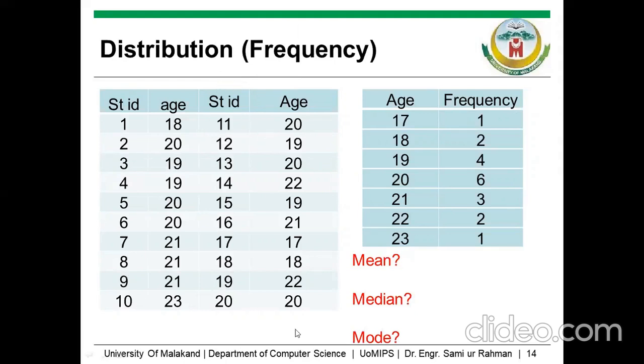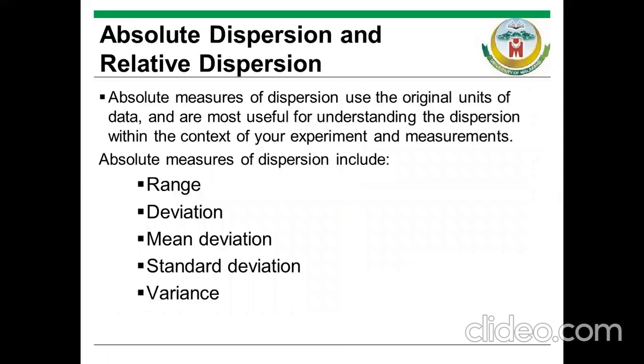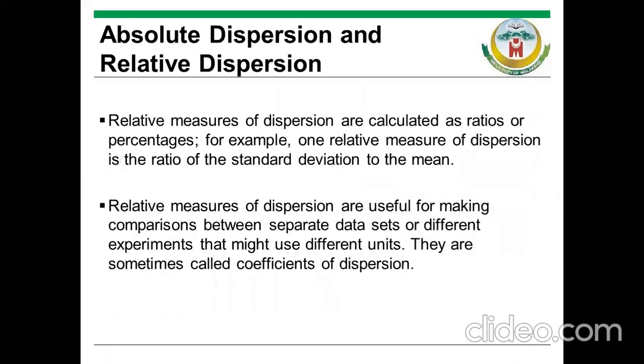So now the examples will be for, let's say, the absolute dispersion, and the relative dispersion would mean that, let's say, these values are for the students of one class, and if we have samples of another class, then we can compare the mean value of this class with the mean value of the other class, the median of this class with the median of the other class, and so on. So these are comparative calculations. The relative measures are the comparative measurement between different data sets. So relative measures of dispersion are useful for making comparison between separate data sets or different experiments that might use different units. So these are just comparisons.